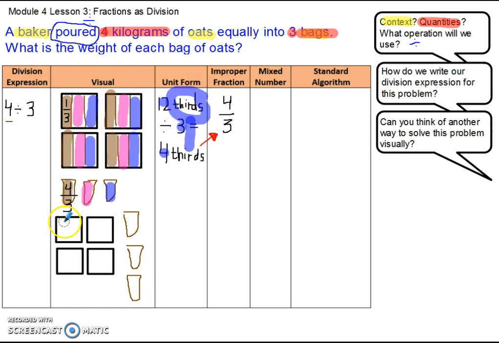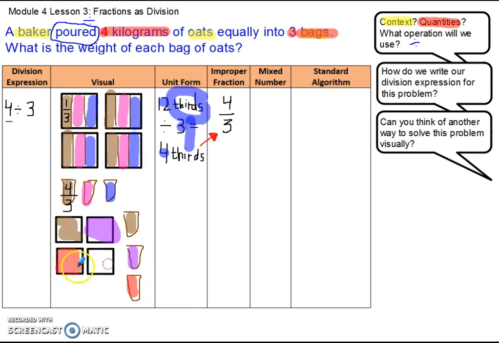We could take and use our wholes and divide each of those wholes into one bag, starting to distribute them or divide them evenly. So into the second middle bag, we would put another one, and then into our final bag down here, we would put in a third.